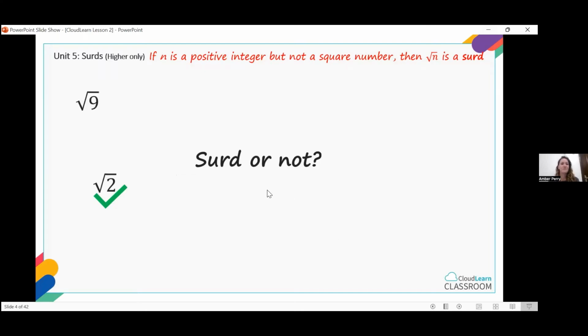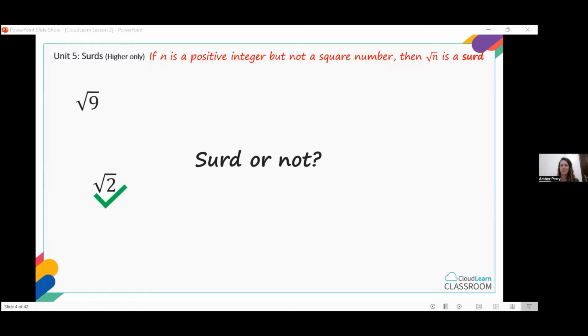Okay, so let's try another one. Square root of 9. So think about your square numbers. And then I'm going to launch that poll. Relaunch the poll. Continue. Okay, you should be able to vote now. Is it a surd or is it not a surd?